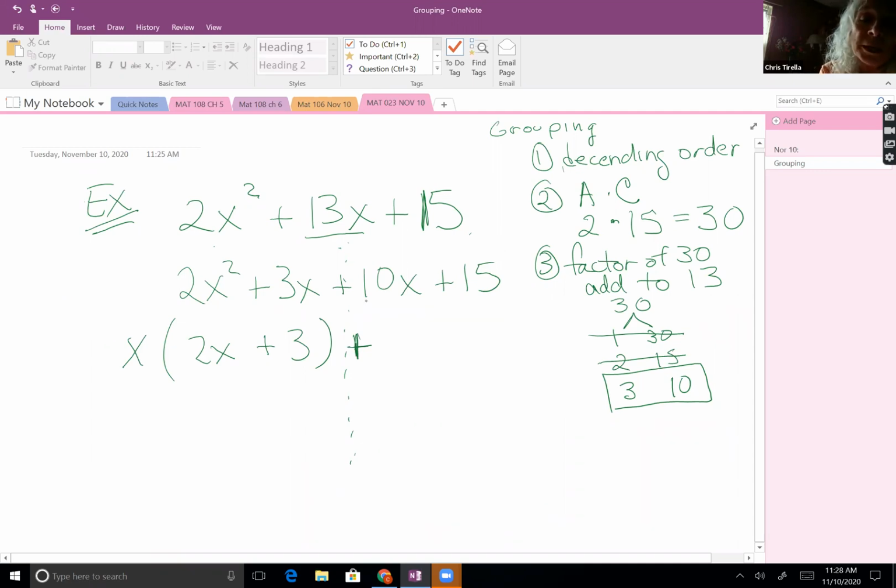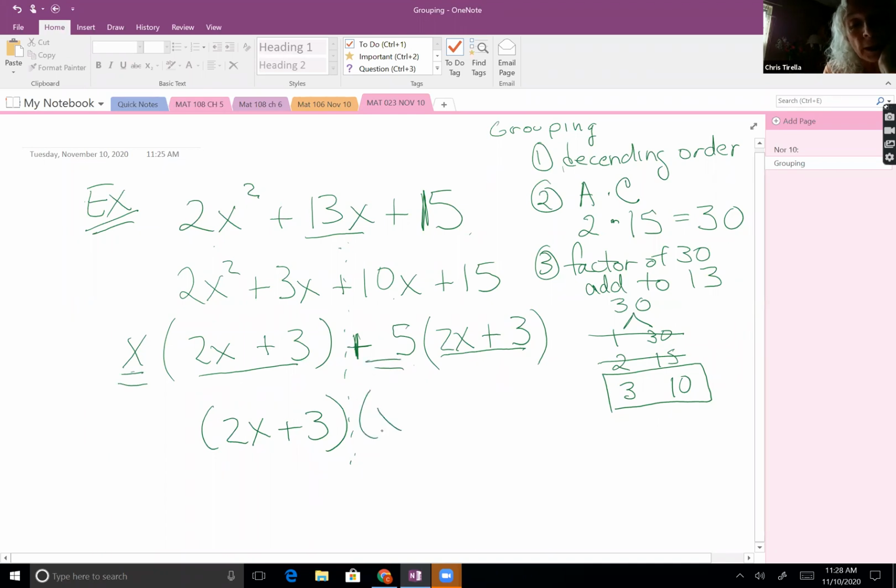In the back, what would be a common factor between 10x and 15? Is there a number that goes into both 10 and 15? 5. 5, beautiful. When I divide out that 5, 10x divided by 5 would be 2x. 15 divided by 5 would be 3. Now, as I look at the big picture, does everybody see these match? I did something right. One factor is 2x plus 3. And then the other factor would be my x plus 5.